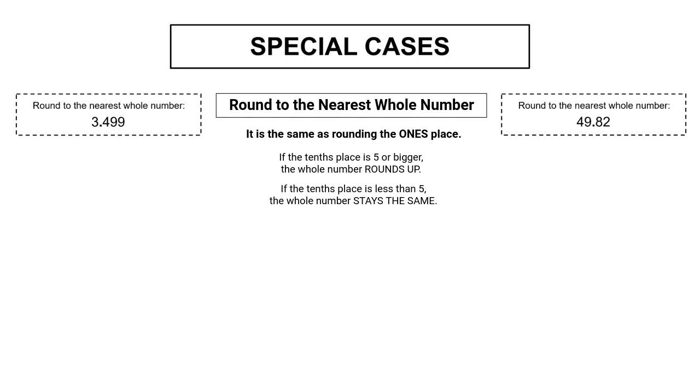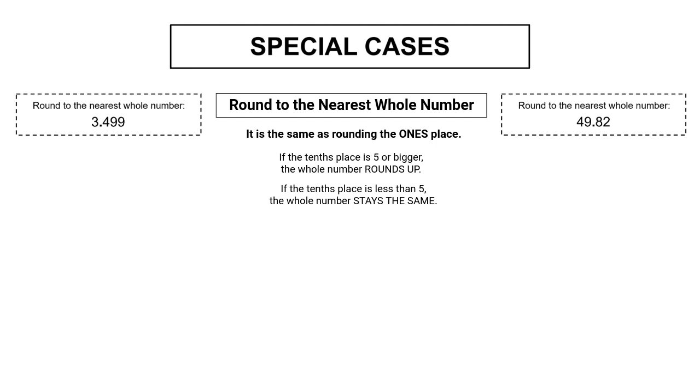Let's look at some other special cases. Rounding to the nearest whole number. That's the same thing as rounding to the ones place. So you're actually going to look at the tenths to see if you round up. If you have 5 tenths or more, the whole number rounds up. If the tenths place is less than 5, your whole number stays the same.